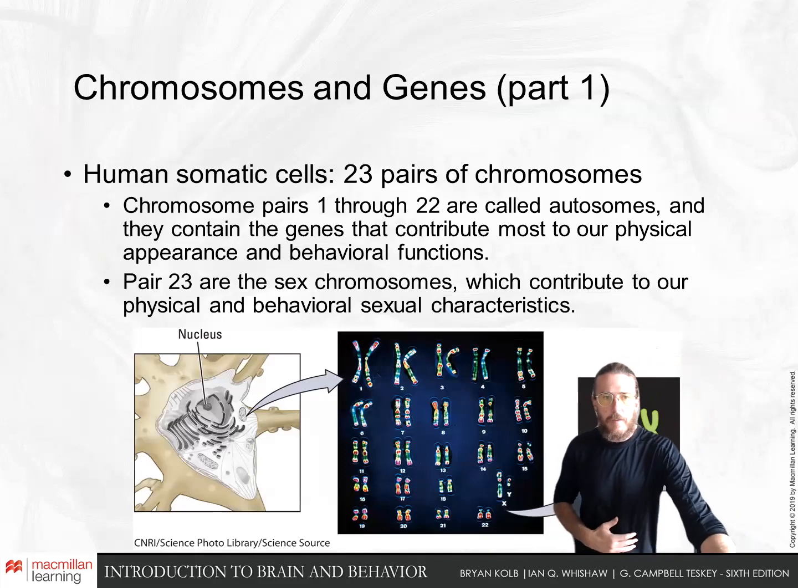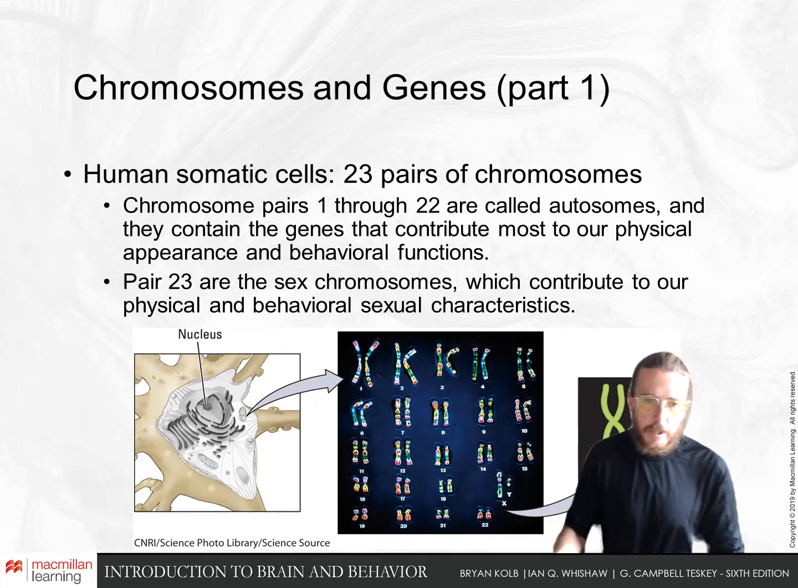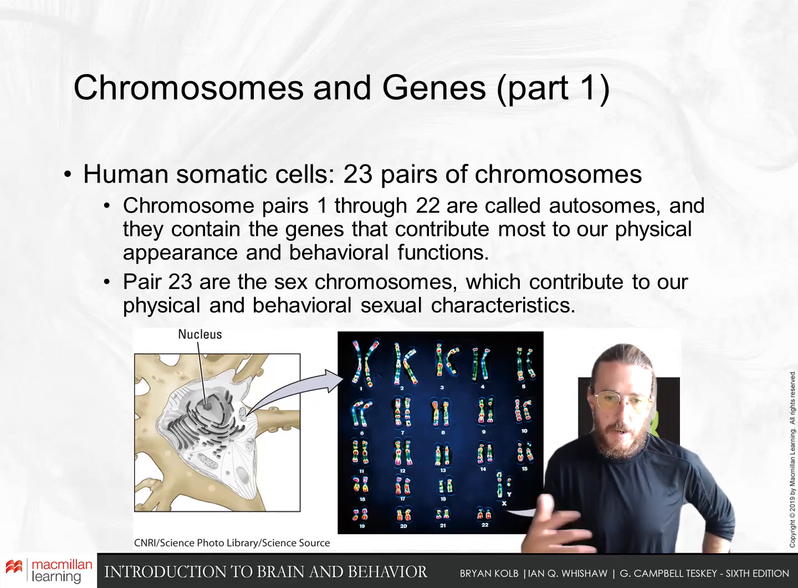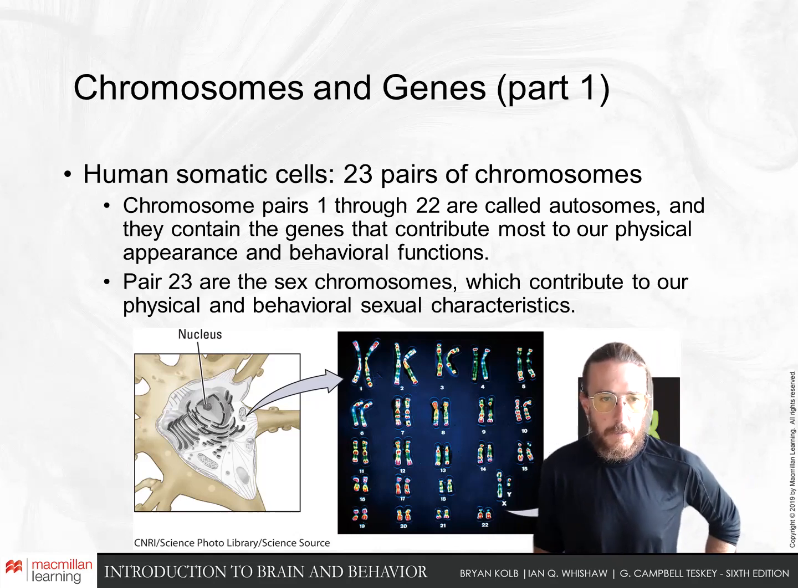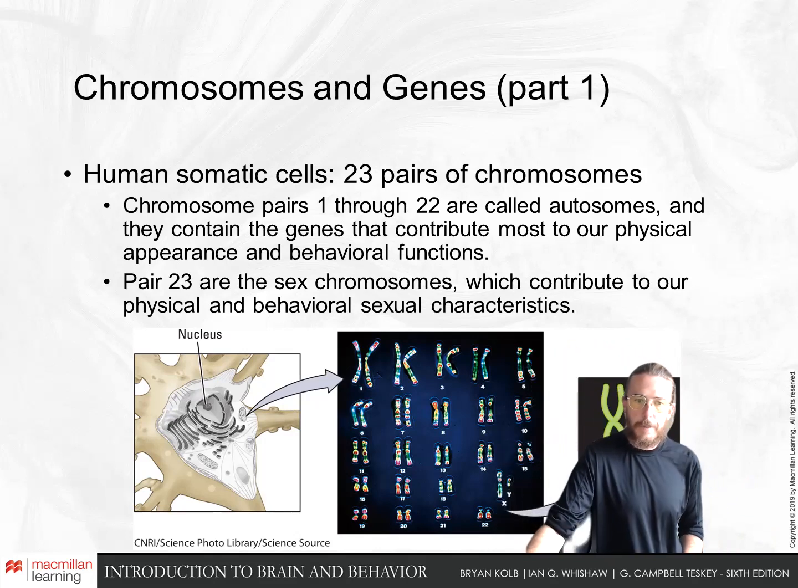Inside the nucleus of human cells, there are 23 pairs of chromosomes, which you can see in the picture here. 1 through 22 are autosomes, and they contain pairs, one from each of your parents. Most of these contribute to our physical appearance and behavioral functions. But the 23rd chromosomes are sex chromosomes. We can either inherit an X or a Y from our father, and these contribute both to our physical and to our sexual characteristics.